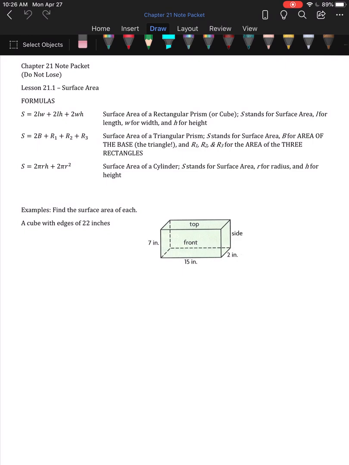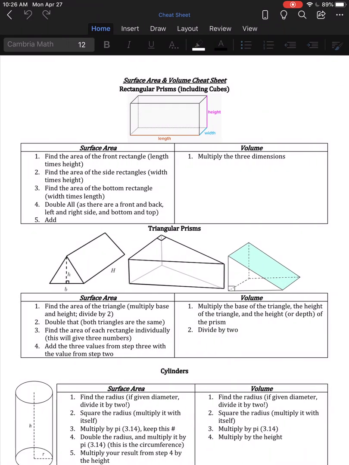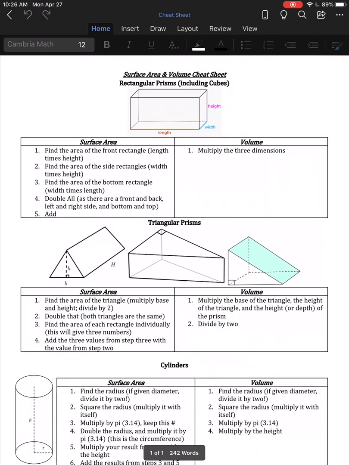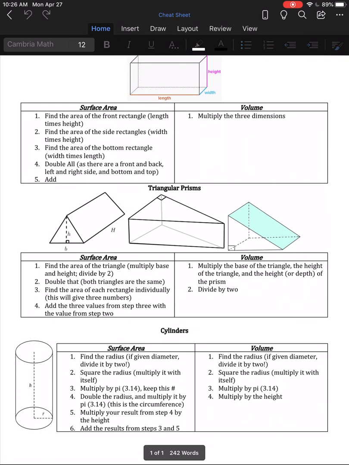We're going to try to give ourselves some hints, tricks, and shortcuts here, because if we don't, a single problem is going to take us 5 to 10 minutes. And I really don't want you taking that long to do surface area. So, in addition to this note packet, I have uploaded in the materials the file called Cheat Sheet. And Cheat Sheet literally has our shapes, rectangular prisms, which would include cubes, triangular prisms, and cylinders.